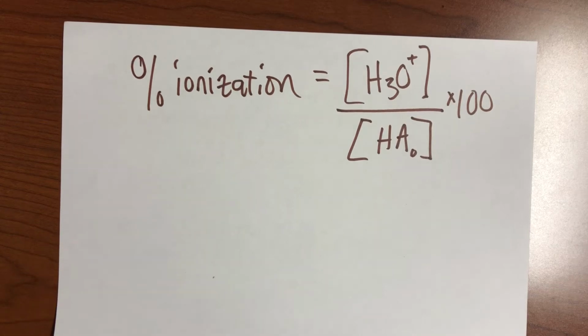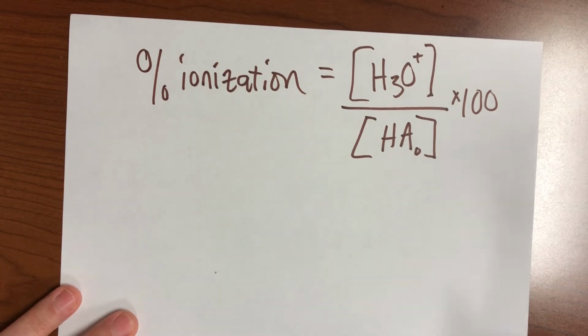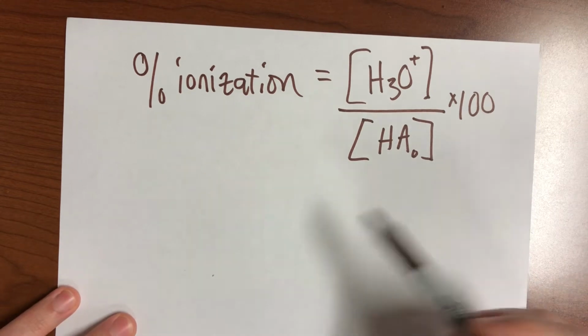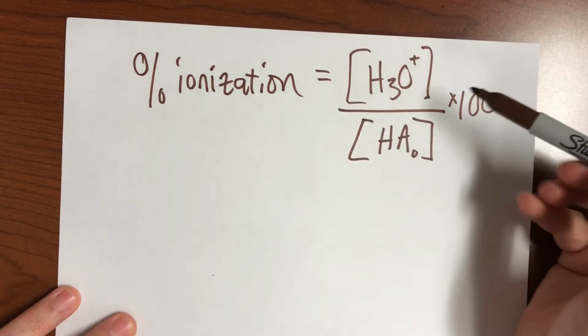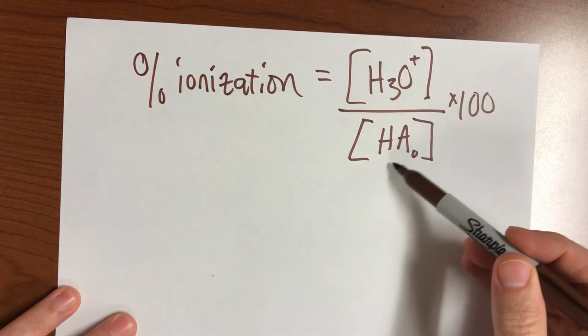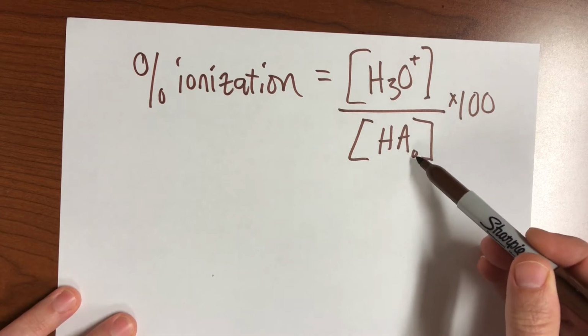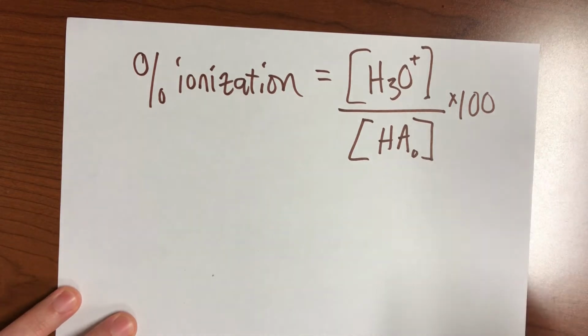Quick lesson on percent ionization. The percent ionization basically shows you to what extent an acid dissociates, whether 10% of it dissociates, or 5%, or 0.1% of it dissociates. And the way you can calculate it is you can take the hydronium ion concentration at equilibrium and divide that by the original acid concentration, not the equilibrium one, but the original acid concentration, and then times 100.